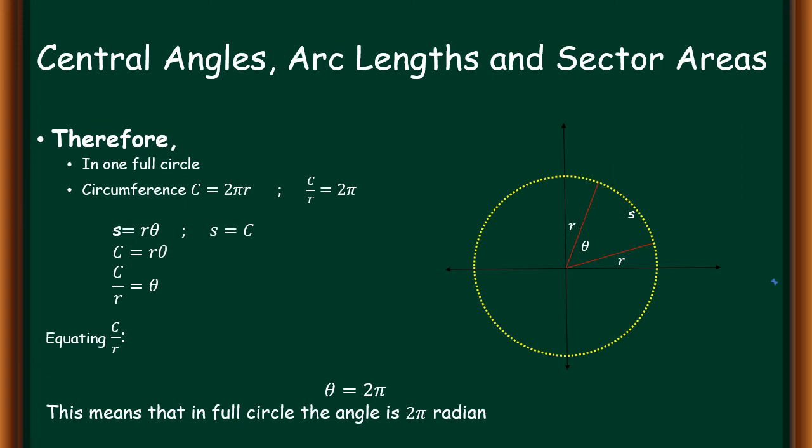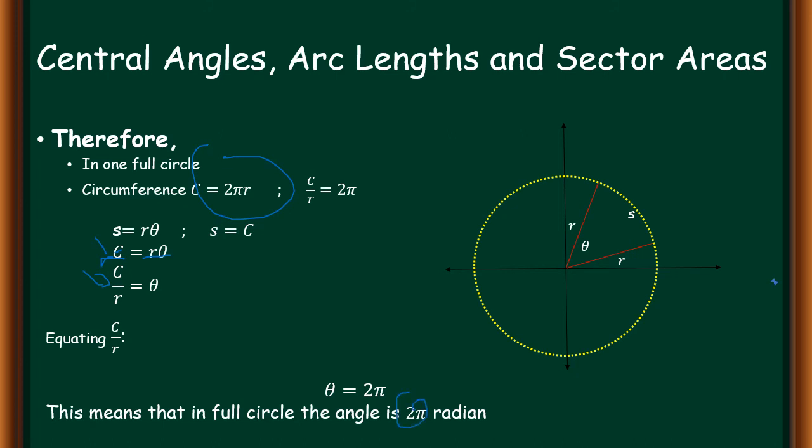So therefore, in one full circle, the circumference of the circle, again, is 2 pi r. So if we simplify this one, if we want to get the value of r, C over r is equal to 2 pi, where s is equal to r theta, and C equals r theta, since s and C is the circumference of the subtended angle. If we divide both sides by r, C over r equals theta. So equating this C over r, that is equivalent to 2 pi. So this means that in a full circle, the angle is 2 pi radian.